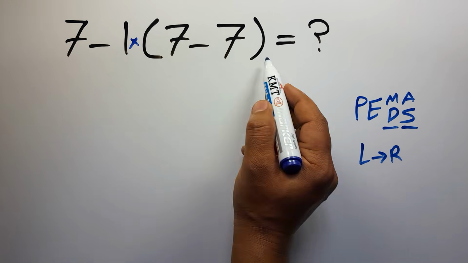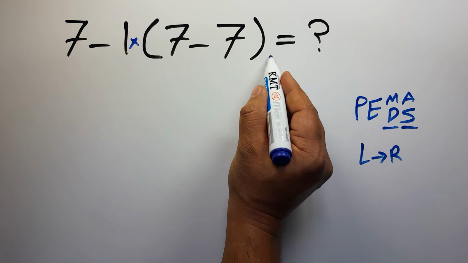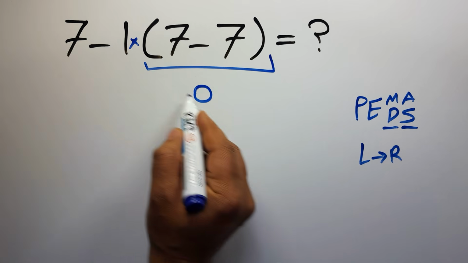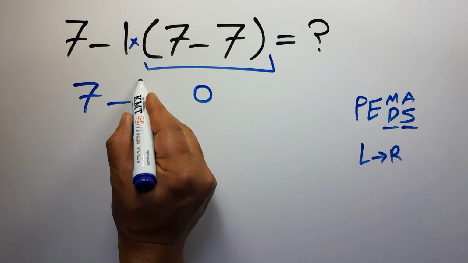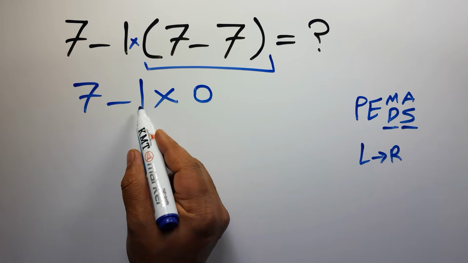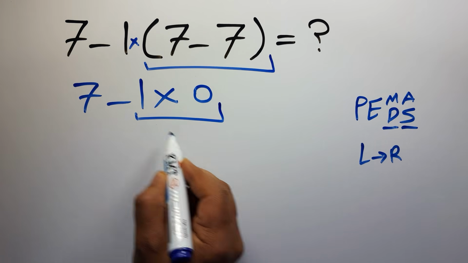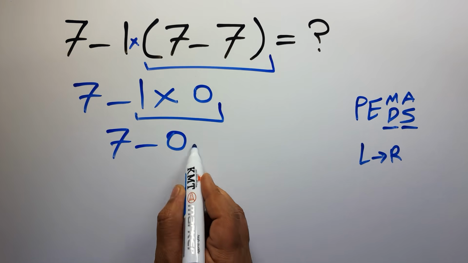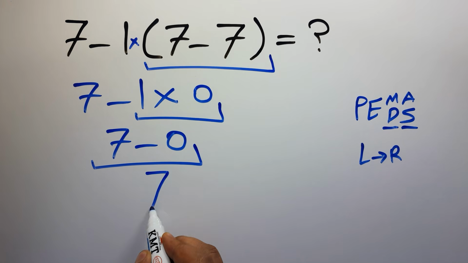Okay, inside this parentheses, we have 7 minus 7, which equals 0. So 7 minus 1 times 0. Now we have to do this multiplication. 1 times 0 is just 0. So 7 minus 0, which equals 7. And this is our final answer to this problem.